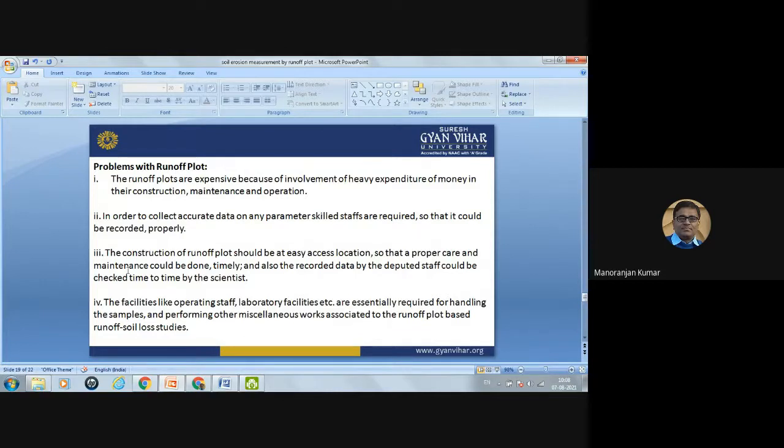Now, problems associated with runoff plot. What are the problems which come with runoff plots? So first problem, the runoff plots are expensive because of involvement of heavy expenditure of money in their construction, maintenance, and operation.